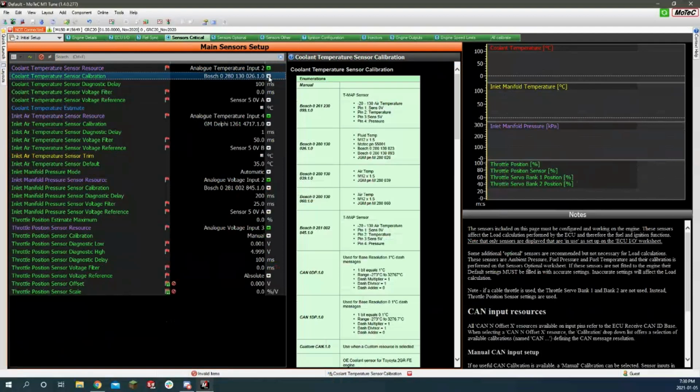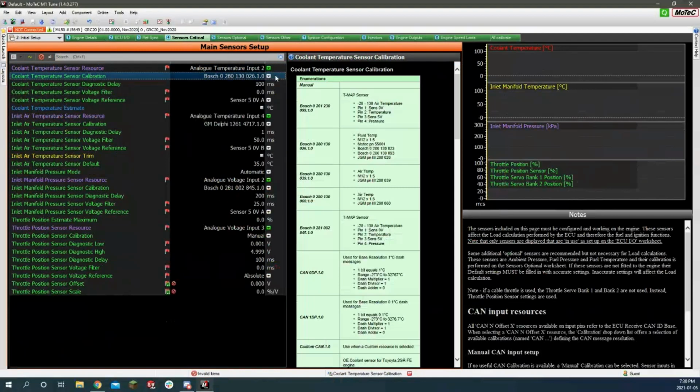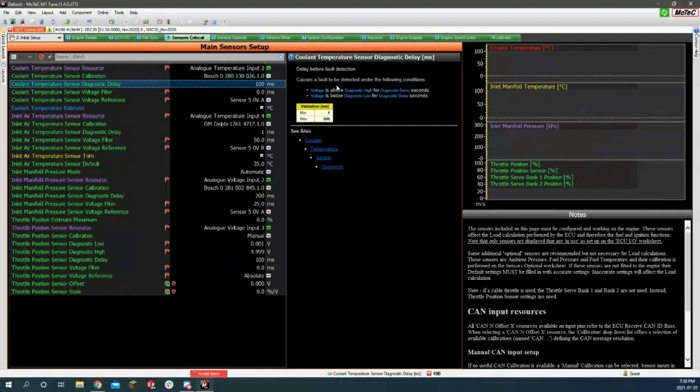This was just default. I don't know exactly what the sensor is, but we could figure that out easily. And it knows basically what voltage means what temperature based on the type of sensor. This diagnostic delay is on a lot of these sensors, and it basically says if the signal goes weird, like outside its normal range for this amount of time, it brings up a fault. So I said 100 milliseconds. That's plenty long. It's an analog sensor.